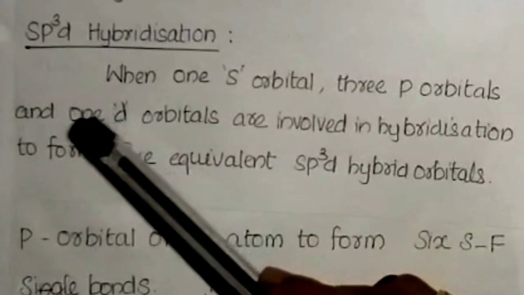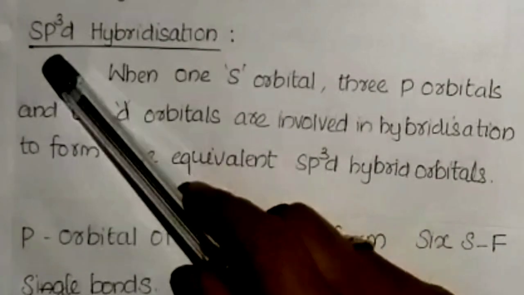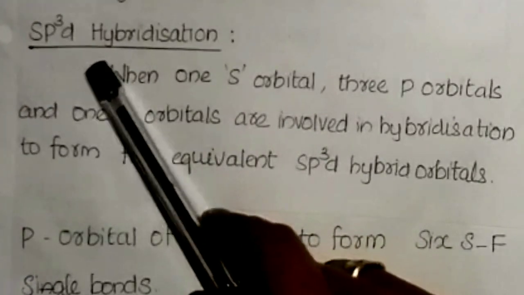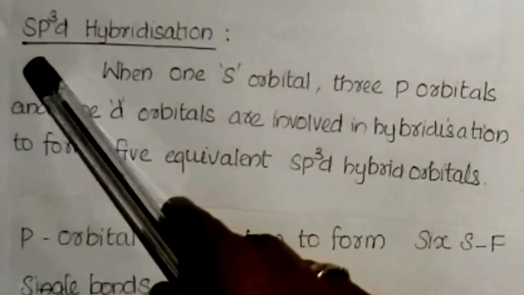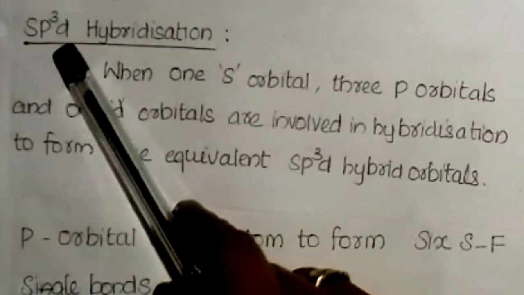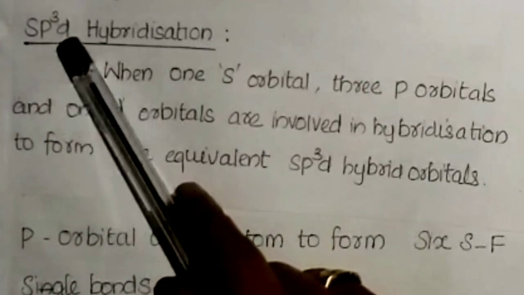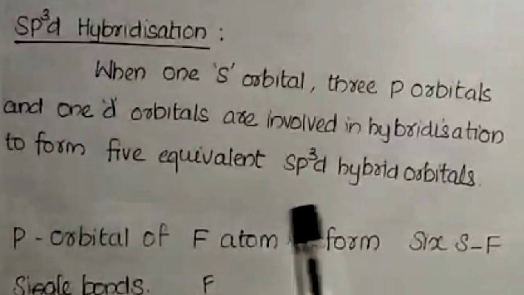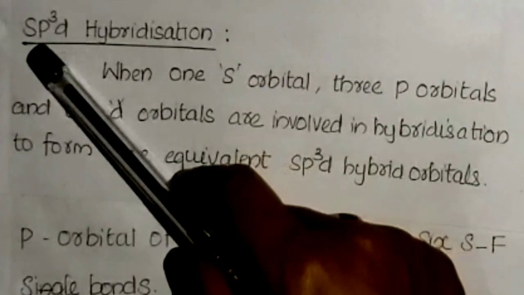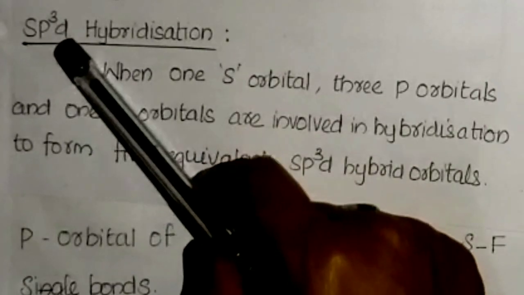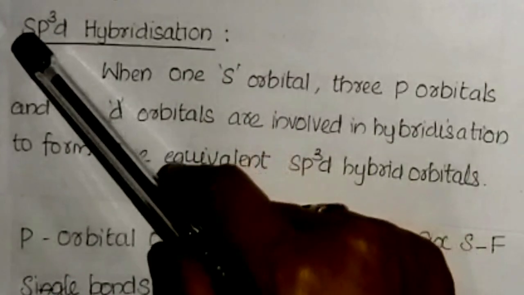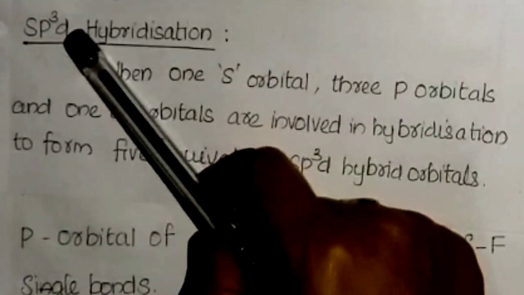Next, our portion is the hybridization involving s, p and d orbitals. First one, sp3d hybridization. In this hybridization, 1 s, 3 p and 1 d orbitals are mixed up to form 5 equal energy sp3d hybrid orbitals. So they have identical shape, size and energy. So a total of 5 sp3d hybrid orbitals are produced, from 1 s, 3 p and 1 d.